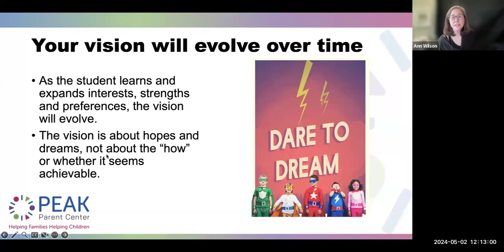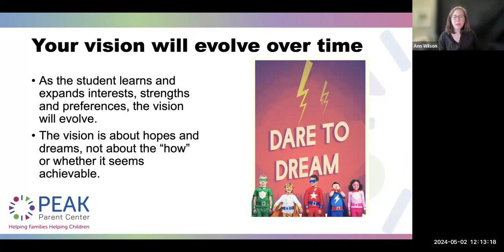Keep in mind that your vision will evolve over time. As the student learns and expands interests and you see more about their strengths and preferences, your vision can evolve. But remember that the vision is about hopes and dreams, not about the how or whether it seems achievable.